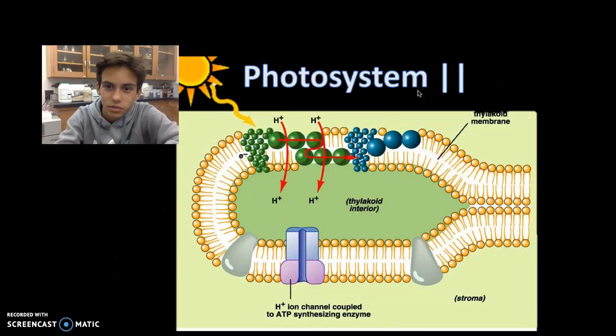And this is photosystem 2, where this is the thylakoid membrane, and the H plus you can see is crossing through the thylakoid membrane to get to the inside of the thylakoid.